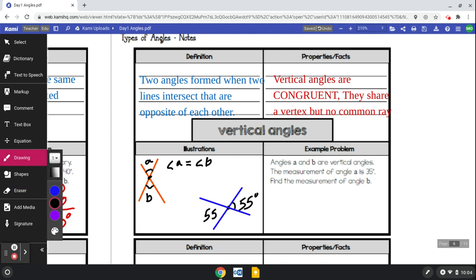So let's do a word problem now. Angles A and B are vertical angles. The measurement of angle A is 35. Find the measurement of angle B. So if we know A has to equal B and A is 35 degrees, that's what B has to be as well. The key word right there was our vertical.